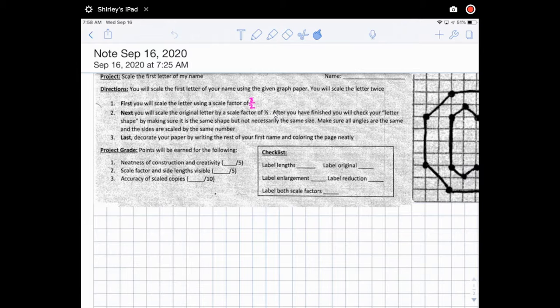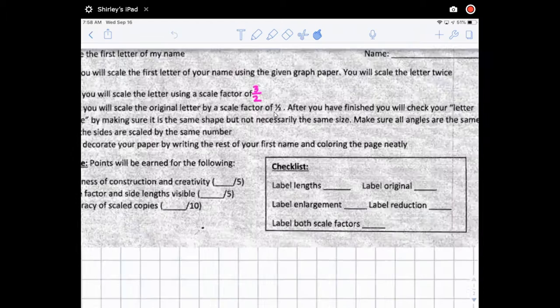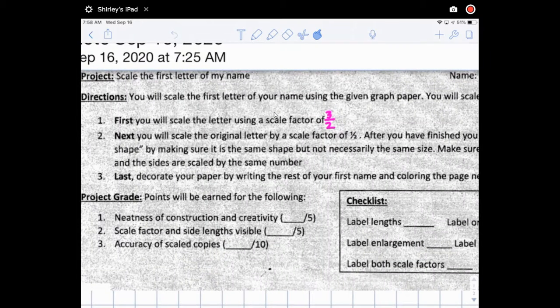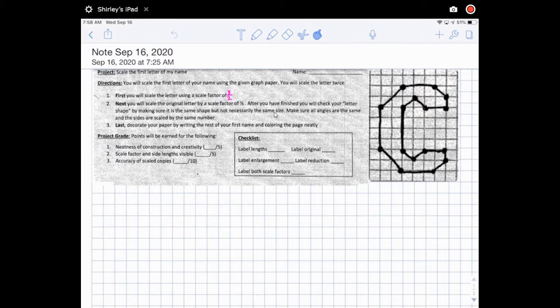Okay. Our first step, you're going to have your letter and we're going to scale it up. Your scale factor says 5/2. I'm going to show you how to do this with a scale factor of 3/2. But the first step is always going to be to count your original shape. So I'm going to pick the letter C. I want to know all the lengths of my letter, so I'm going to go through and label the side lengths that are shown.